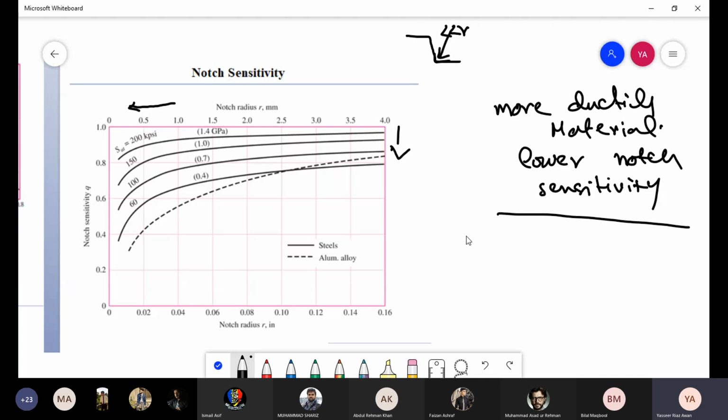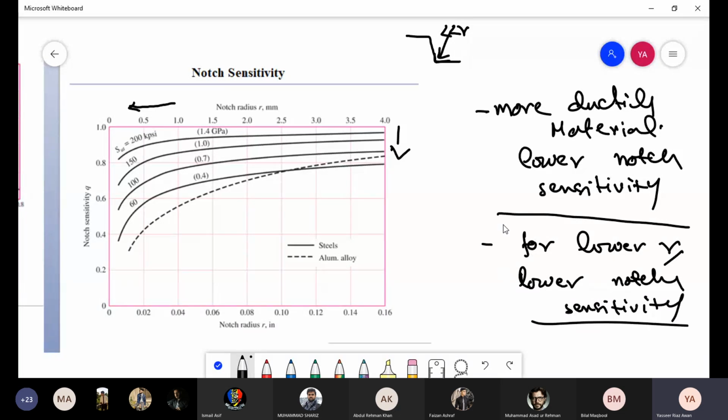So there are two ways to reduce notch sensitivity. One is to use more ductile material. Second is to use lower R. Once again, both more ductile material or lower R cause higher local yielding. So if you increase the local yielding, you would lower the notch sensitivity.